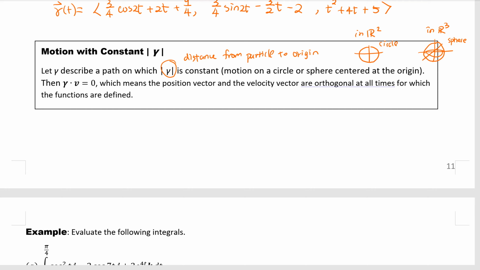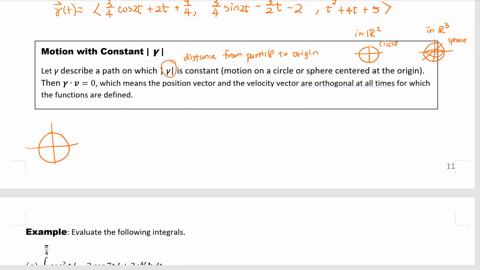We can conclude that the displacement dot the tangent vector equals 0, which means the position vector and the velocity vector are orthogonal at all times for which the function is defined. Let's draw some picture. Let's look at the two-dimensional case.